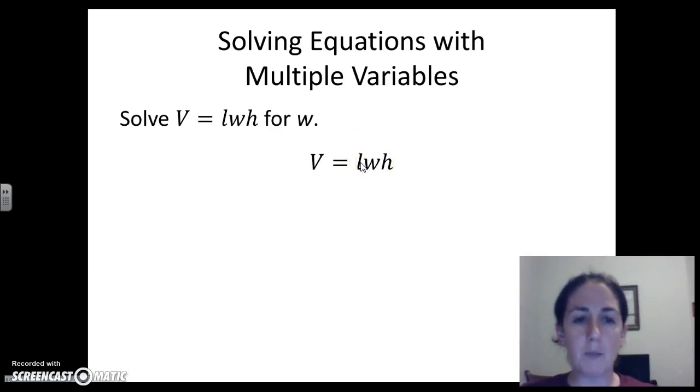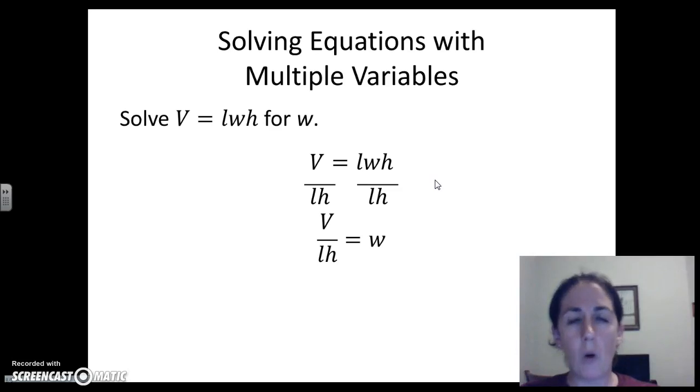Well, what's the operation between L and W? Multiplication. Between W and H? Multiplication. What undoes multiplying? Dividing. So we can actually just divide both sides by L and H at the same time. The L's are going to cancel, the H's are going to cancel, and we have V over LH is equal to W. Or if you wanted to write it the other way, W equals V over LH.